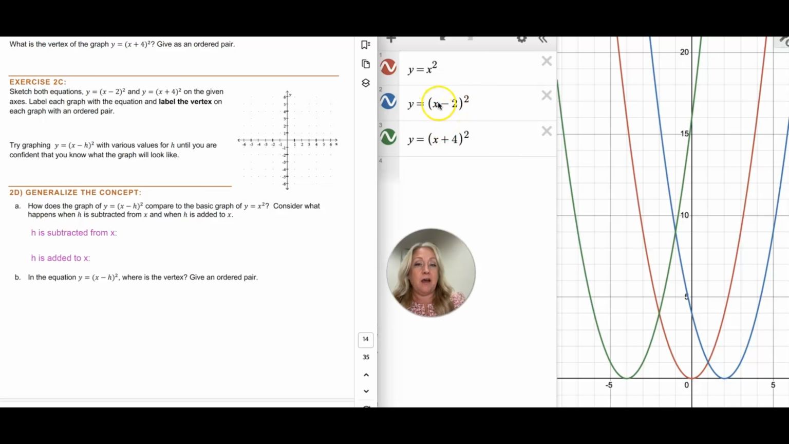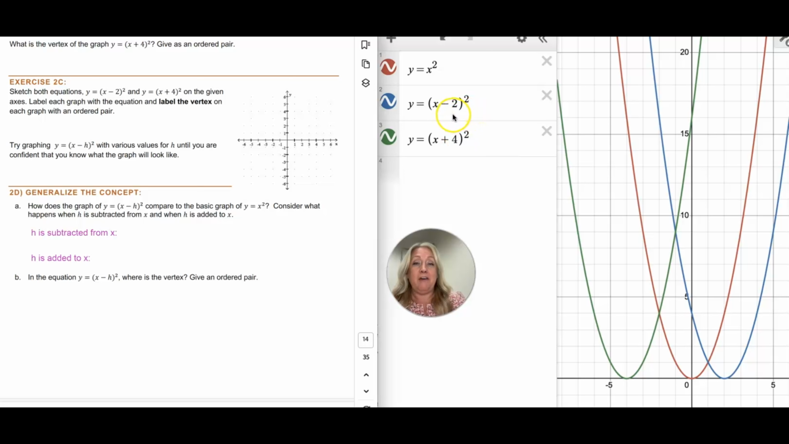So it seems a little bit opposite of what we might think is happening there. And that's because when we're thinking about what the x value needs to be, we're asking, what value for x would make this whole part go to 0? Well, when x is positive 2, it will make it go to 0. Here, when x is negative 4, it will go to 0.